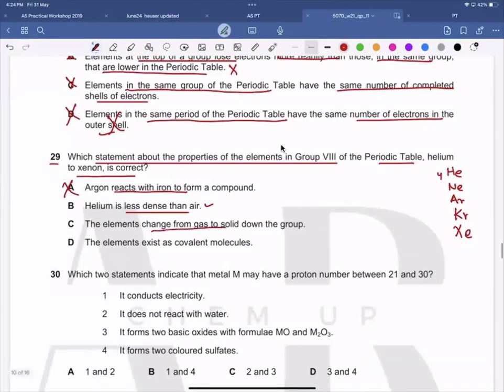The element changes from gas to solid down the group? No, they all are gases down the group. So C is wrong. The elements exist as covalent molecules? No, they exist as single atoms. They do not bond, right? So B is the correct answer.